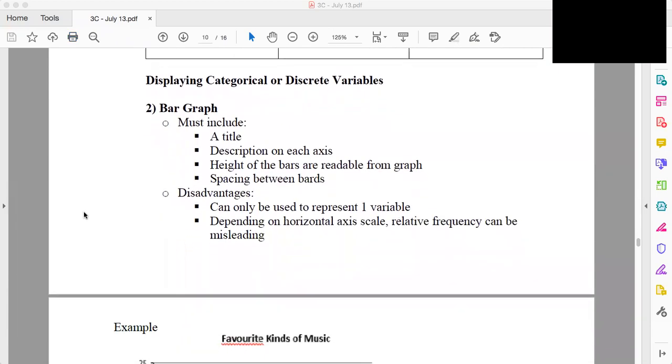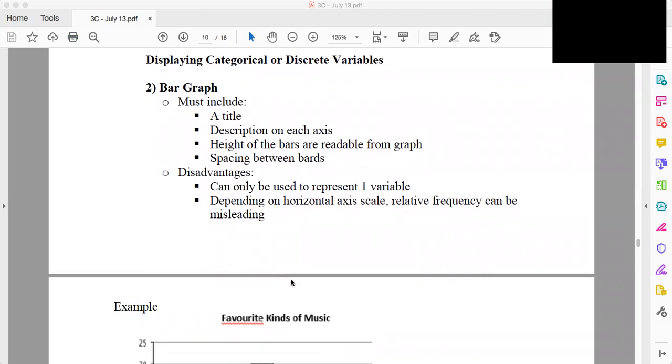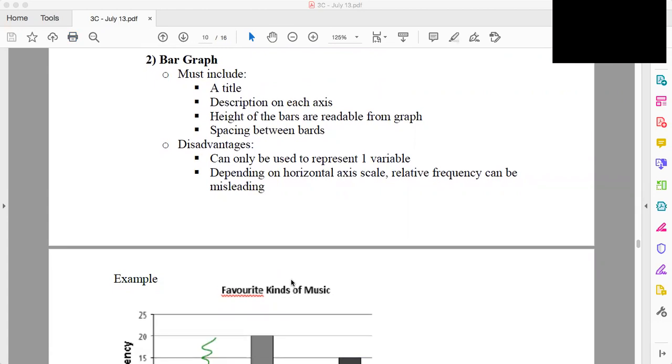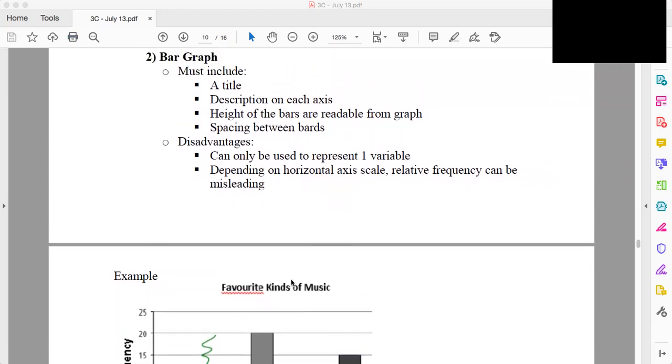So you can display by categories or variables. We have another example. We have another way of doing it through a bar graph. When you're doing a bar graph, it's important that you have a title, that you have a description on each axis, meaning what are we measuring, and so on, as well as our units. You need to put your units on there if it's needed. The height of the bars are readable from the graph. The spacing between the bars, that's not supposed to have a D.